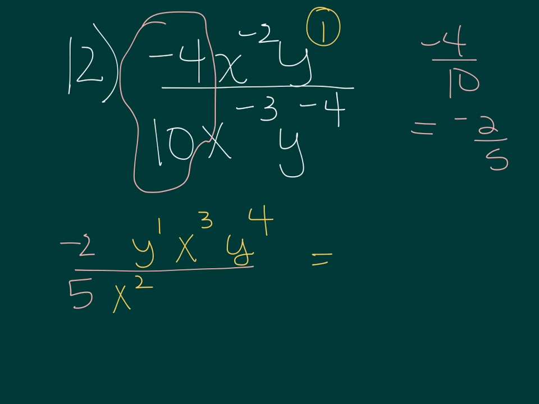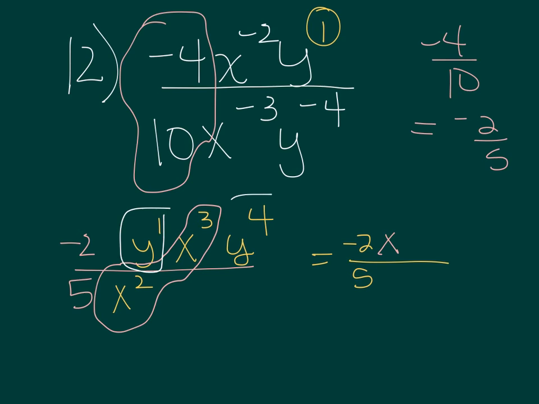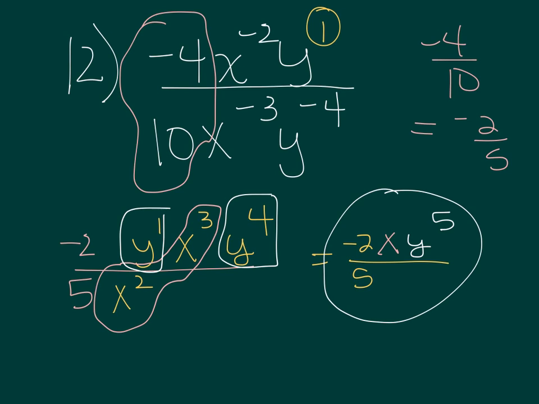Okay, we're ready to start putting together and simplifying. So my negative 2/5, there's nothing I can do to it. Now, if I look at my x's, I have x squared on the bottom and x to the third on the top. The top x wins by 1, so I'm just going to leave an x. I don't have to put the 1. Now, if you look at all your y's, I have y to the first and y to the fourth. They're all on top, so I add them together and I get y to the fifth. So my final answer is negative 2x y to the fifth over 5.